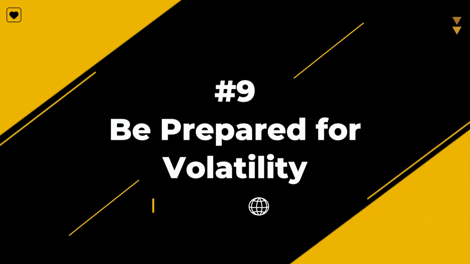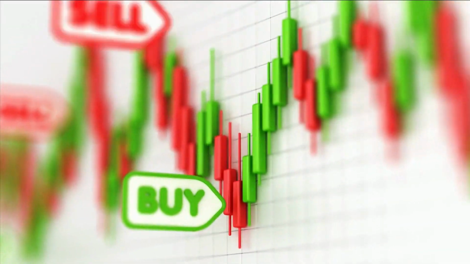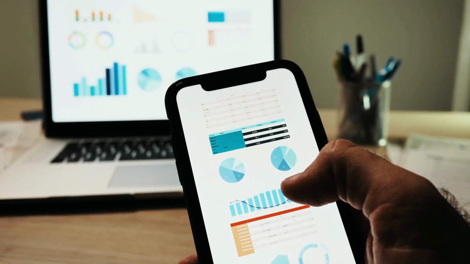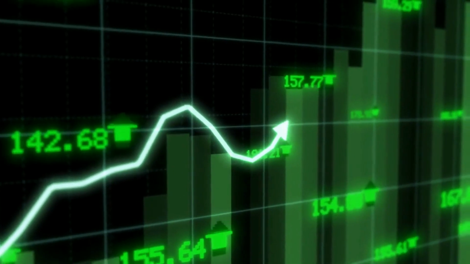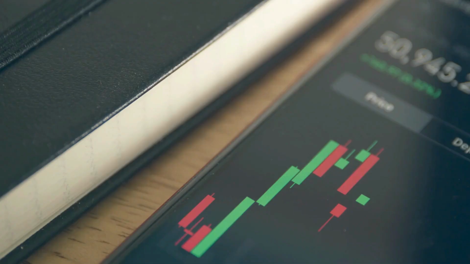Number 9. Be prepared for volatility. Cryptocurrency markets are highly volatile. Be prepared for price swings and avoid making impulsive decisions during periods of extreme volatility. Number 10. Stay disciplined. Stick to your trading plan and be disciplined in your approach. Avoid chasing after quick profits and remain patient in the face of market fluctuations.